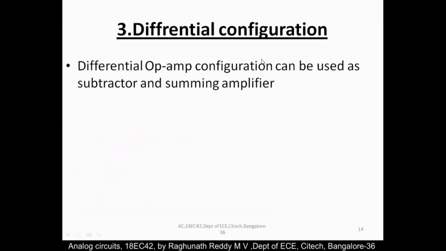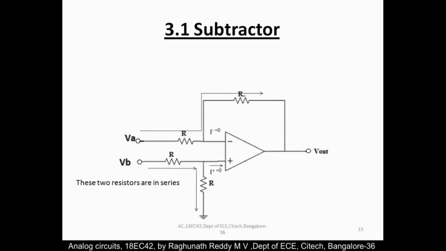Next, the differential configuration. It can be used as a subtractor and a summing amplifier. Let us discuss the subtractor. In order to discuss the subtractor, one voltage VA is applied to the inverting input terminal, and another voltage VB is applied to the non-inverting terminal. See, this resistance is the same as this resistance, and the feedback resistance is the same as this one, in order to avoid the offset voltage. These two resistances are connected in series because the same current flows through them, because I plus equals 0.